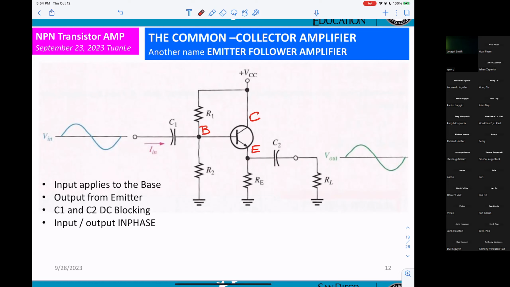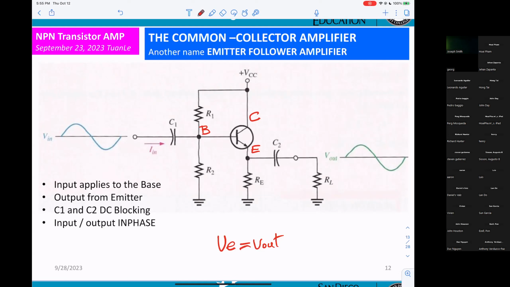So basically, V_BE and V out, the same thing. Okay, that's why they call it emitter follower. That means the output is following the emitter. So when we see the circuitry with input applied to the base and output from the emitter, that will be common collector or emitter follower.